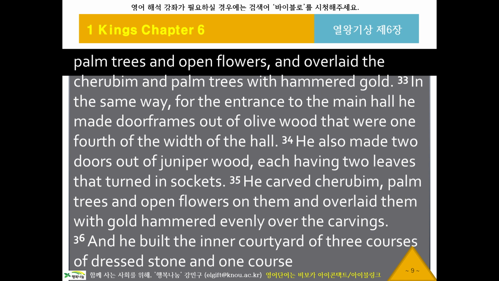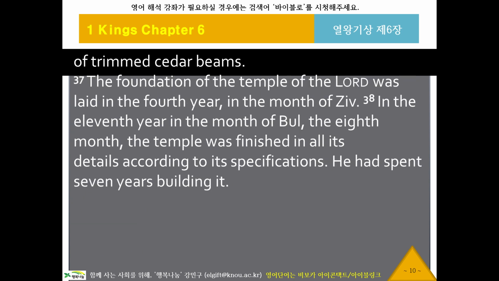In the same way, for the entrance to the main hall he made door frames out of olive wood that were 1/4 of the width of the hall. He also made 2 doors out of juniper wood, each having 2 leaves that turned in sockets. He carved cherubim, palm trees, and open flowers on them, and overlaid them with gold hammered evenly over the carvings. And he built the inner courtyard of 3 courses of dressed stone and 1 course of trimmed cedar beams.